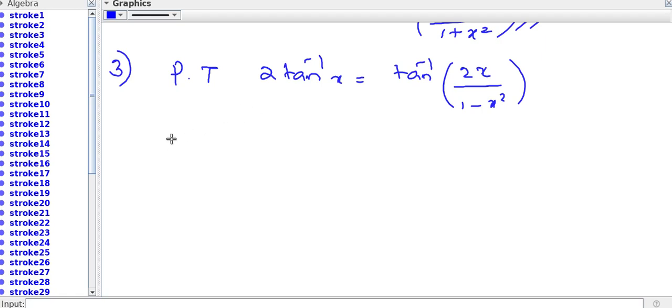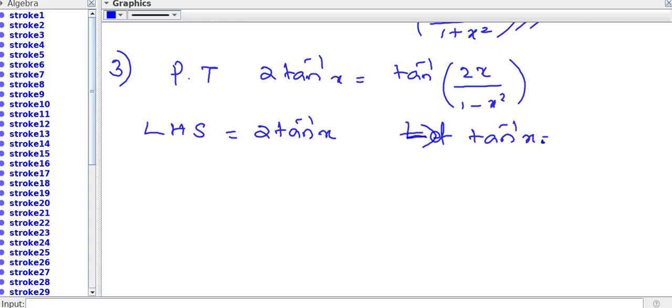Let us take the LHS. LHS is equal to 2 tan inverse x. For simplicity we can replace it: let tan inverse x is equal to theta, so that tan theta is equal to x. So our LHS becomes 2 theta. Now we have to prove the LHS is equal to tan inverse of something, so for that purpose we can take tan 2 theta.